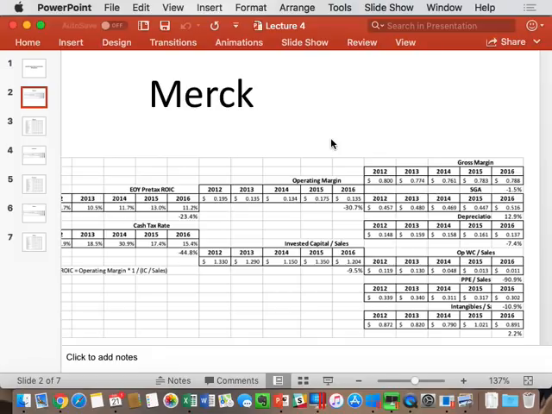Spending on SG&A. In 2012, Merck spent 45.7 cents per dollar on SG&A. In 2016, they spent 51.6 cents per dollar on SG&A. Did that help or hurt their operating margin? Help or hurt? Hurt. In 2012, they spent 14.8 cents on depreciation. In 2016, 13.7. Help or hurt?